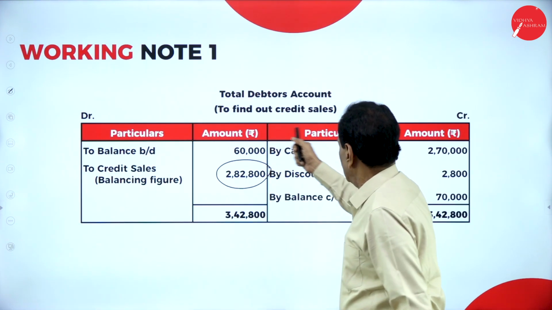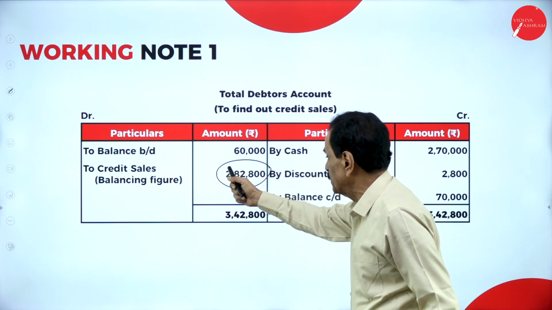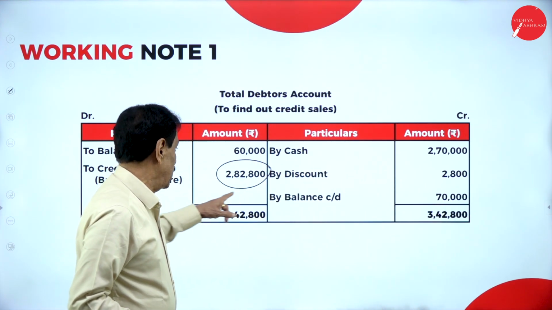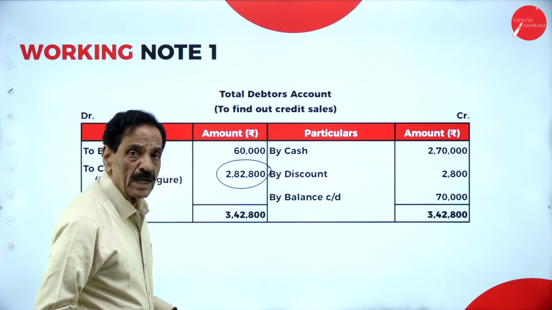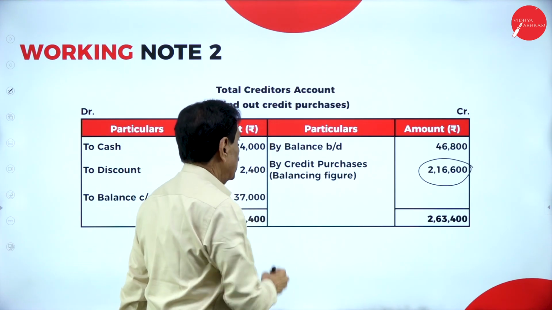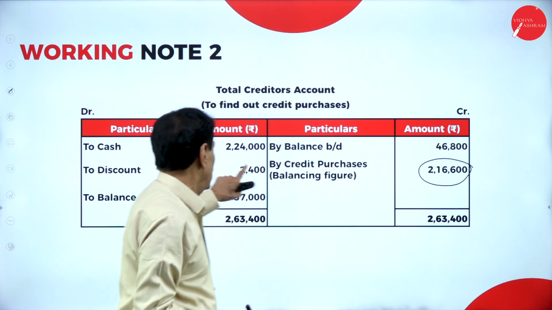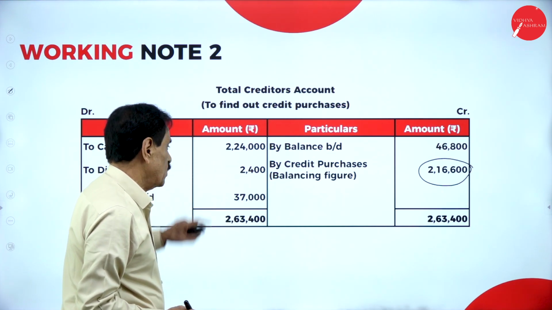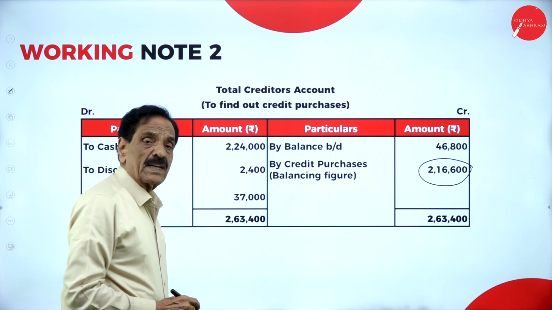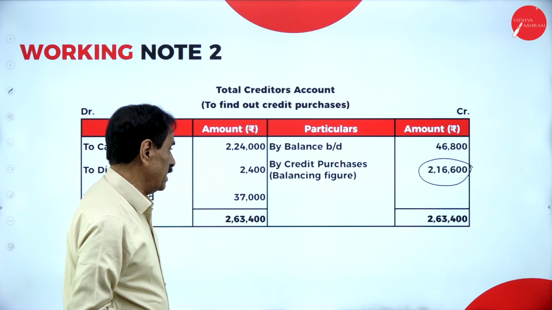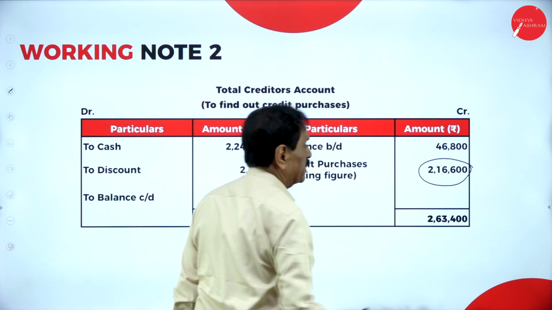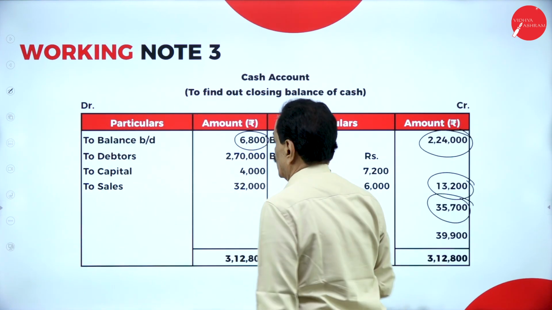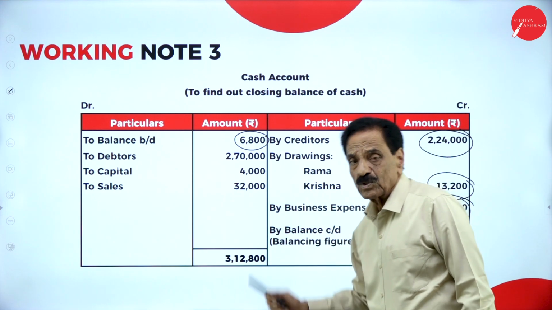So to find out the credit sale: by balance brought down, by cash, by discount allowed, by balance carried down, the difference is 2,82,800. Then creditor account: by balance brought down, to paid to creditor, to cash, to discount received 2,400. Closing creditor is 37,000. The difference will work out 2,16,600. Then cash account, it starts with the opening balance of 6,800.